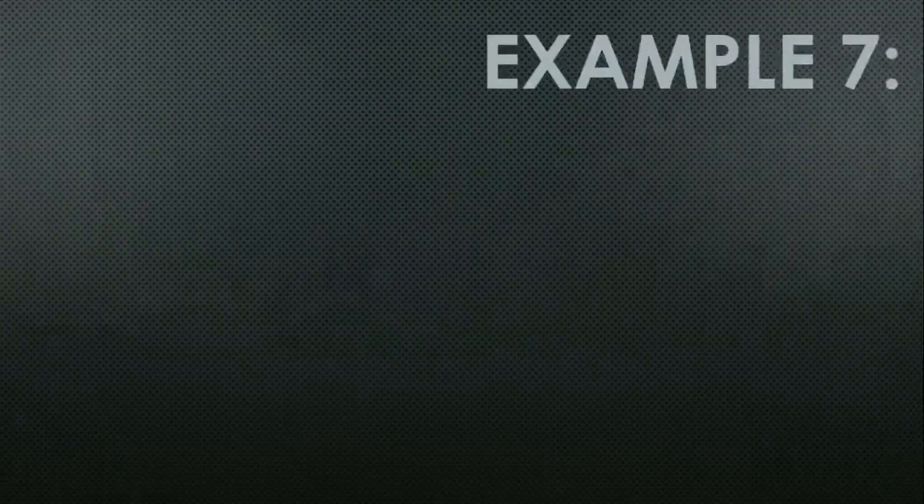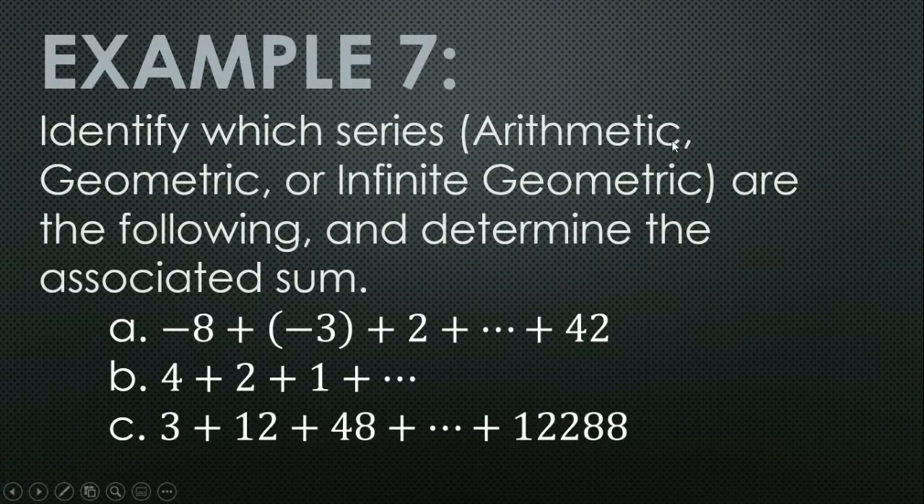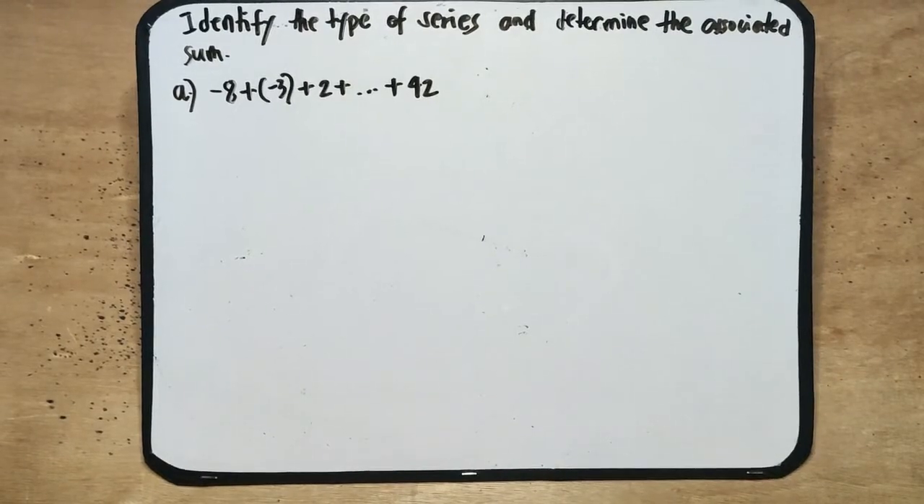Understood? Example number 7. Identify which series are the following and determine the associated sum. For the solution, watch this video. In this example, we identify the type of series and determine the associated sum.